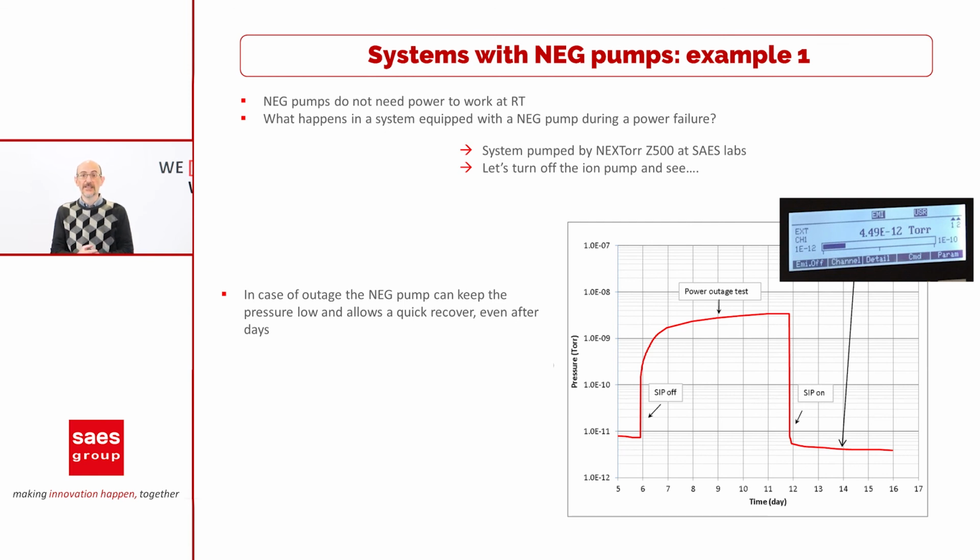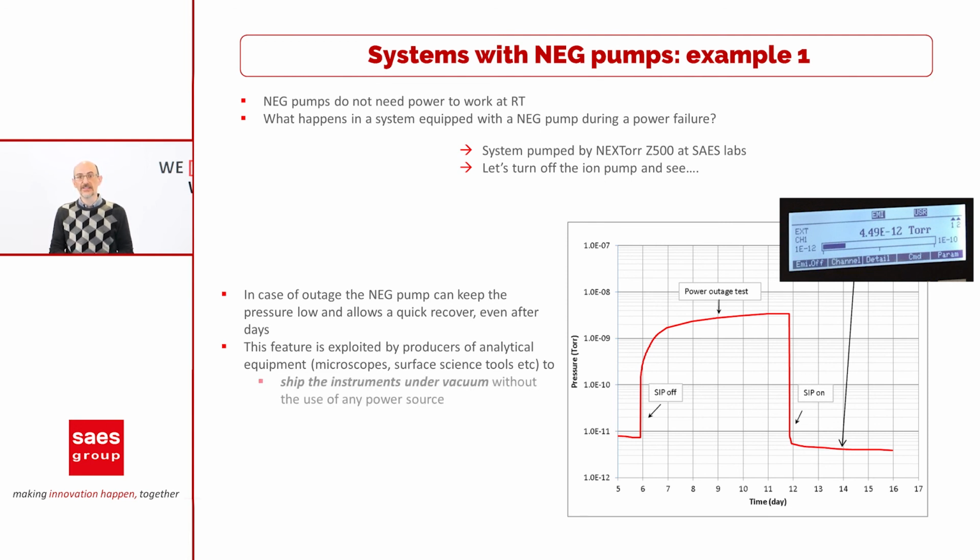quick recovery, even after days, as we can see in another experiment shown here, where the ion pump was kept off for 6 days and pressure in the 10^-12 torr range was recovered. This feature is exploited by producers of analytical equipment like microscopes, surface science tools, etc., to ship the instruments under vacuum without the use of any power source, and then quickly recover the working pressure at customer site without any additional backout nor NEG reactivation.